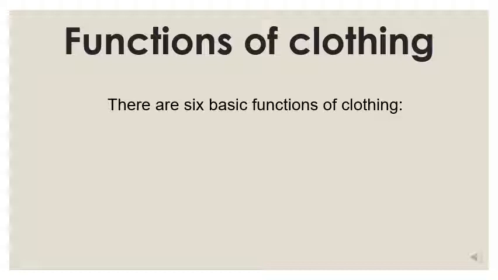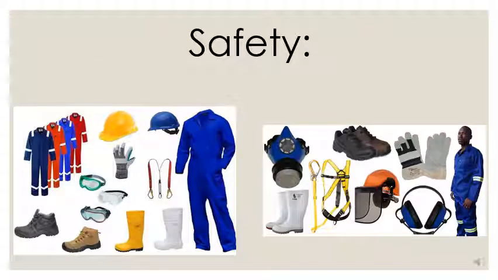There are 6 main functions of clothing that we're going to look at over the next few slides. The first function of clothing is safety. Safety is a really important function of clothing because it protects you from any damage in your environment. Safety clothing is typically something that people wear in a job or in school. For example, when we bake, we wear aprons, which protect our clothes from spills or accidents. We also wear oven gloves, which protect our hands from being burnt.